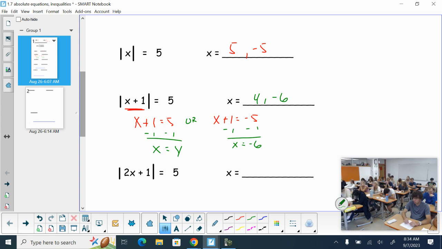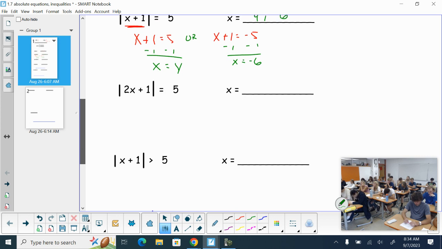Well, now we have the absolute value of 2x plus 1 is equal to 5. What would be our 2 values of x that we could put in there to be able to solve that equation? Solve that and check your answers with somebody around you.